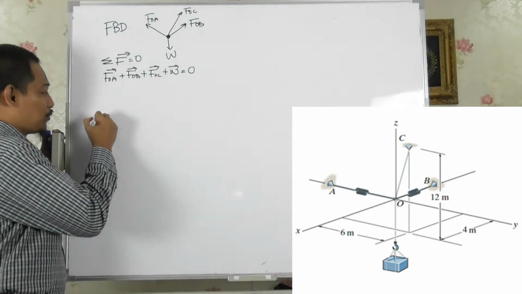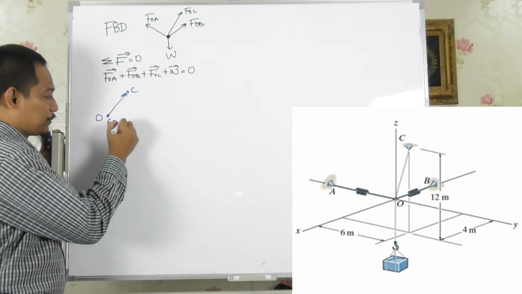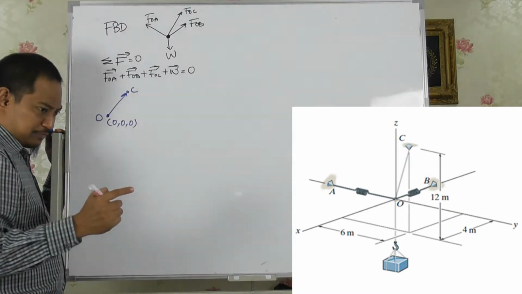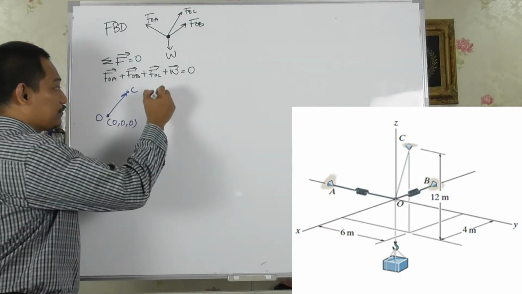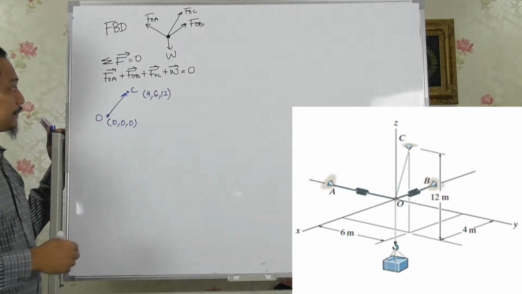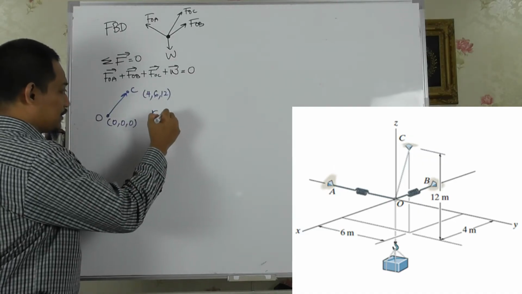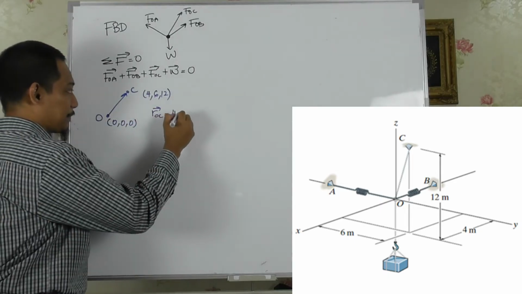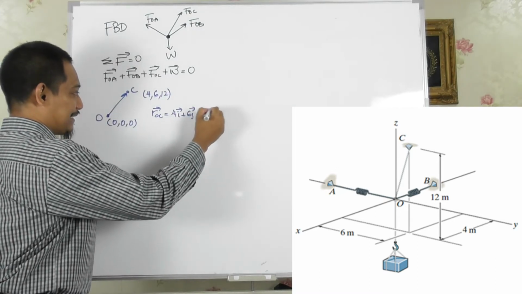So from point O to point C, right? O is the origin, 0, 0, 0. Point C is 4, 6, 12, right? So given this is the case, the ROC vector will be this minus this one, so 4i plus 6j plus 12k.